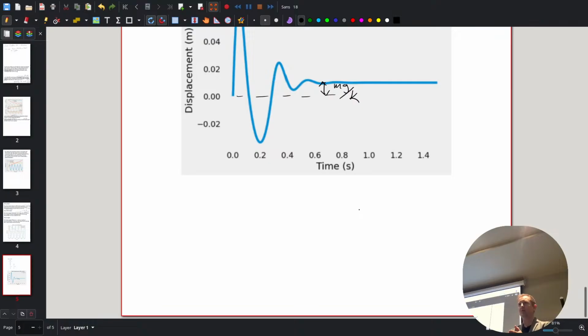Other questions, comments, wrap up from case problem 1? Ready for the next one? Case problem 2 with a vengeance. We'll get to that next week. We'll get back to it.